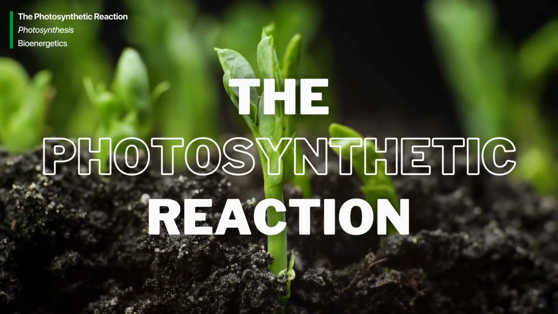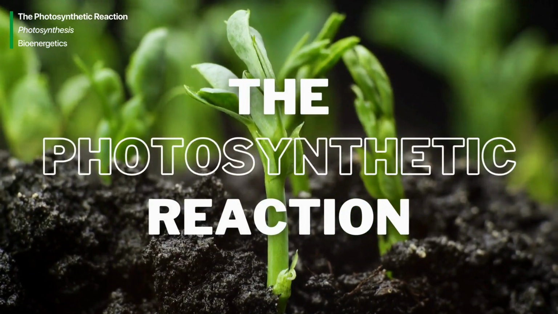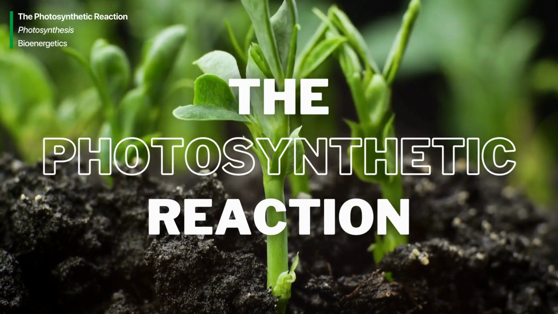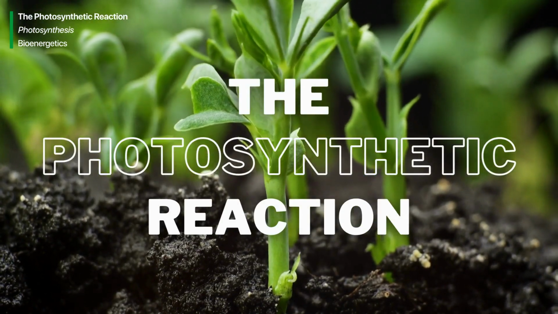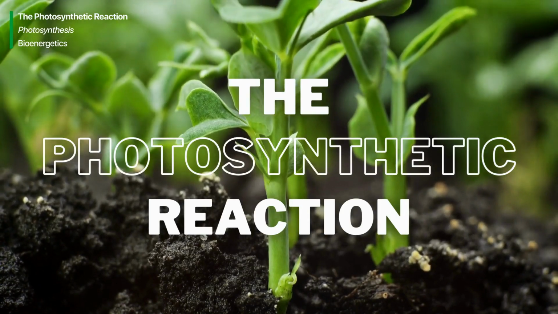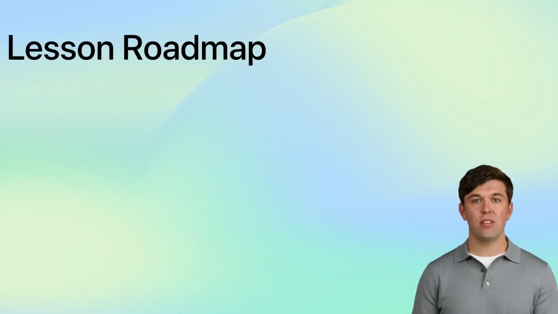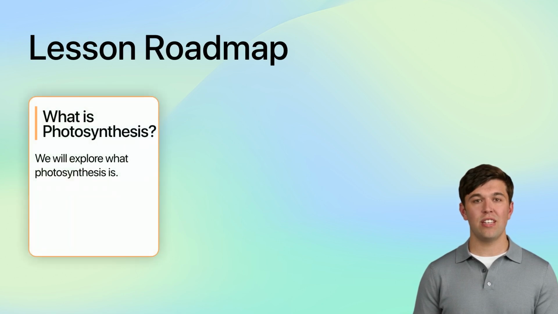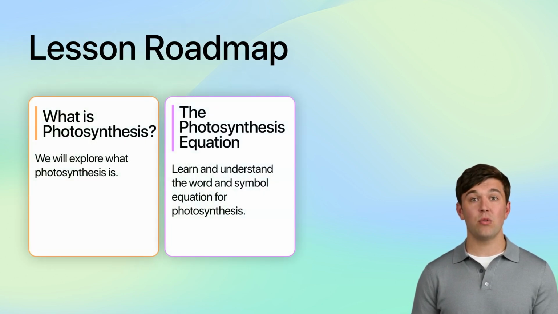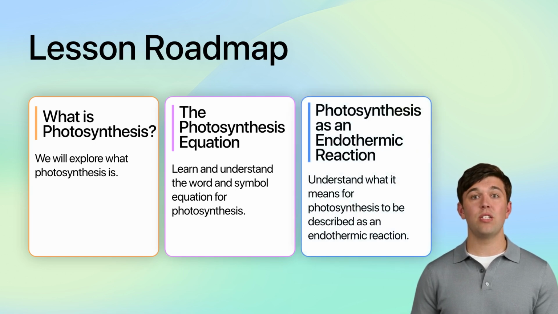Welcome to today's lesson on photosynthesis, where we will explore the fascinating process that allows plants to convert light energy into chemical energy. Today, we will cover what photosynthesis is, the equation for photosynthesis, and the chemical symbols that represent the compounds involved in the reaction. Additionally, we will understand what it means for photosynthesis to be described as an endothermic reaction.